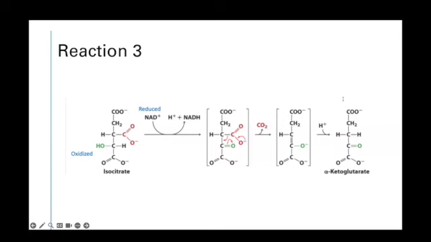Reaction 3 is catalyzed by isocitrate dehydrogenase, and our first molecule of CO2 gets released here, in our first decarboxylation reaction. So NAD+ gets reduced, we get a molecule of NADH, and a rearrangement happens right here so we can release our CO2 molecule. And we also have a cofactor, Mn2+, stabilizing this intermediate so that CO2 can be released right here. And our final product is alpha ketoglutarate.